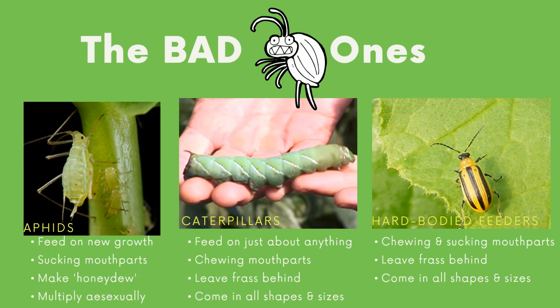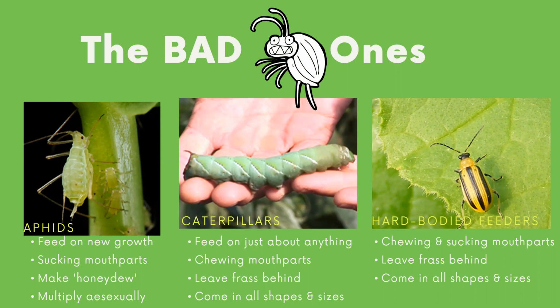Let's see, hard-bodied feeders. So these are things that have an exoskeleton. Sometimes they're a little harder to kill because that exoskeleton protects them. And the picture you see right there is a striped cucumber beetle. We definitely have those in our area. Beetles can have chewing or sucking mouth parts. Not both, it's either or. So they either chew on the leaves or they suck on the juices in the leaves. Then they leave frass behind as well, often. They come in all shapes and sizes as well. You'll see some other pictures in a little bit of some caterpillars.